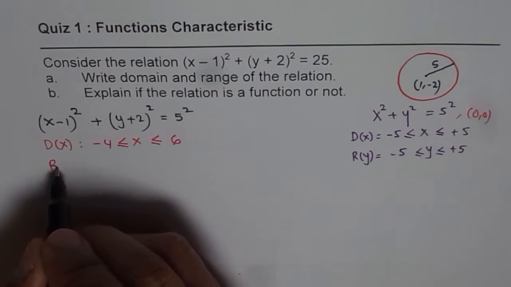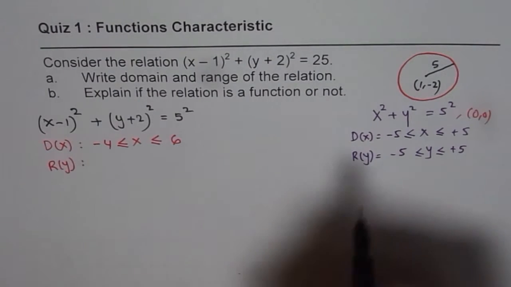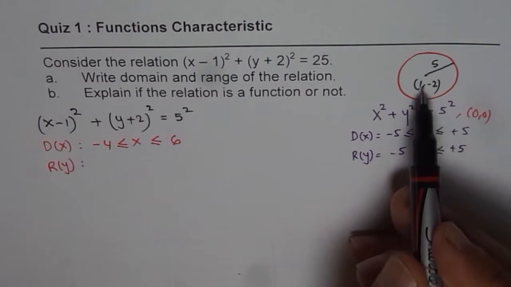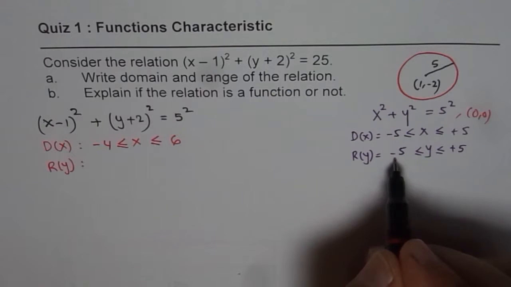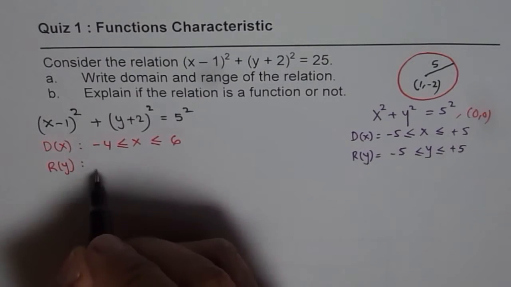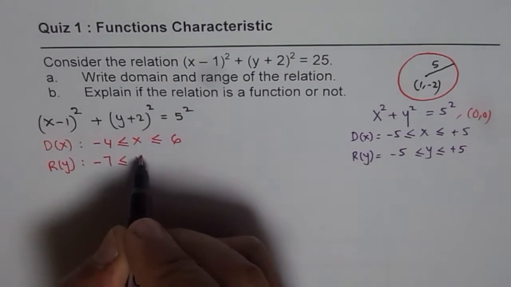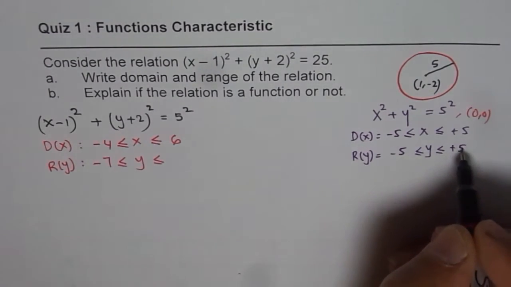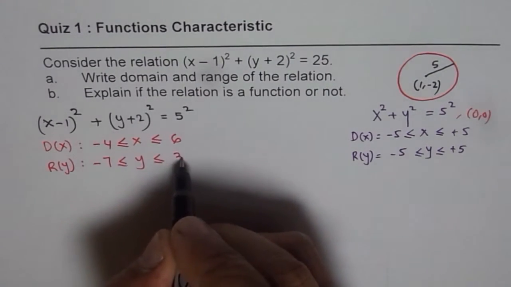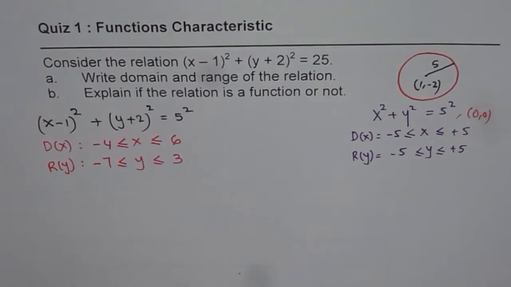In the range, y values will be 2 units down, that means minus 2. That is the translation, correct? So 2 units down. So minus 5 minus 2 is minus 7, and plus 5 minus 2 is plus 3. So that becomes your domain and range. So that is how you can write the domain and range.